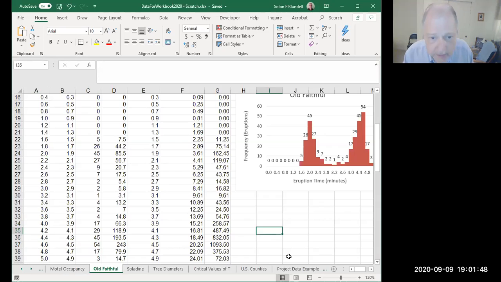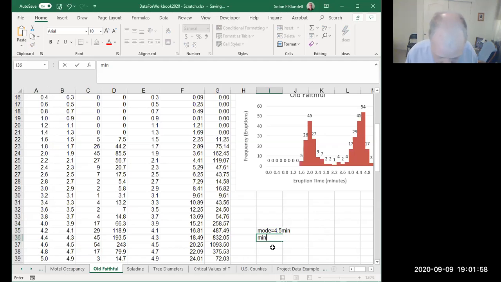So the mode is 4.5 minutes. And then there's a minor mode over here at the middle of this class, 1.9 minutes. So Old Faithful has two modes of eruption.